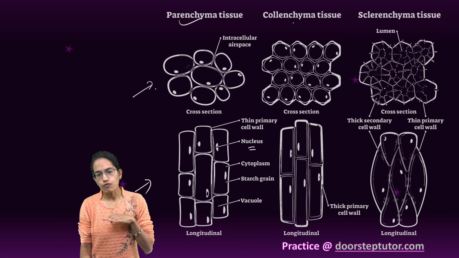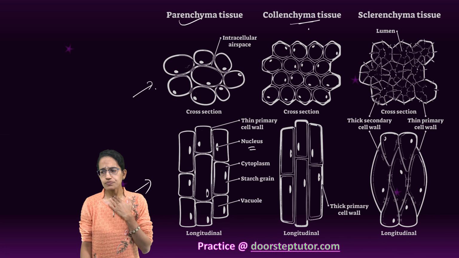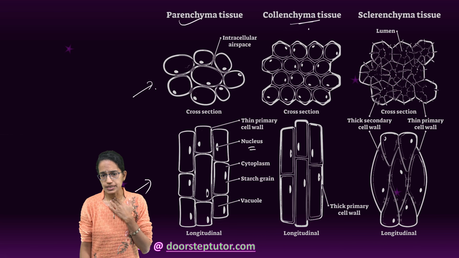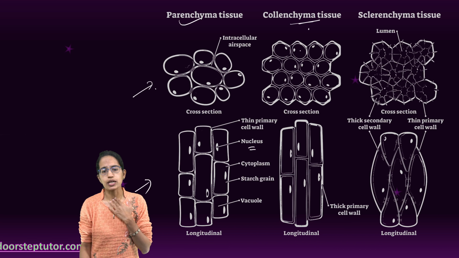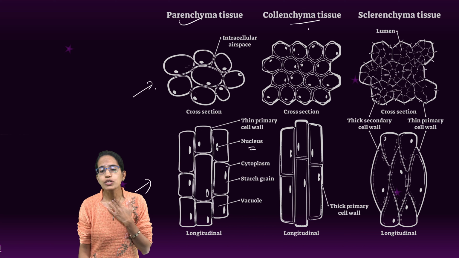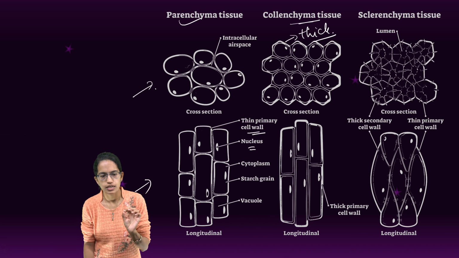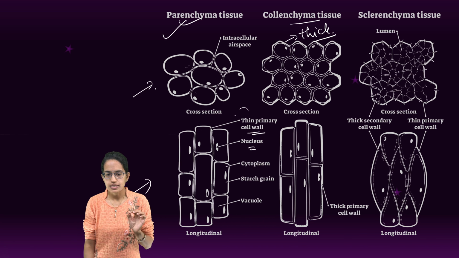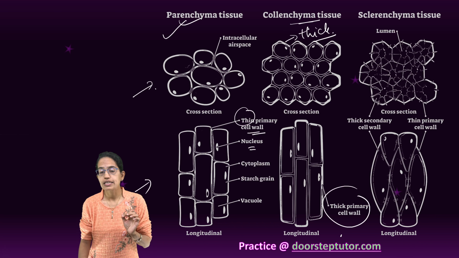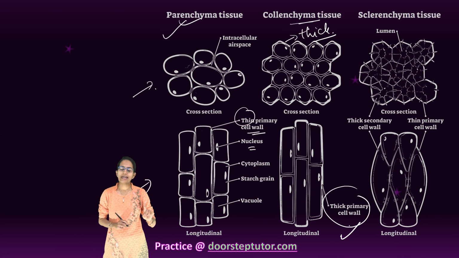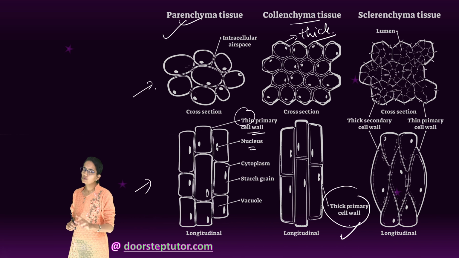However, in the case of collenchyma, the cells are arranged in a systematic order in a hexagonal structure, but their outer corners have a thick outer layer. So the primary wall in the case of parenchyma is thin, however it is thick in the case of collenchyma. Now parenchyma, the main purpose is what?